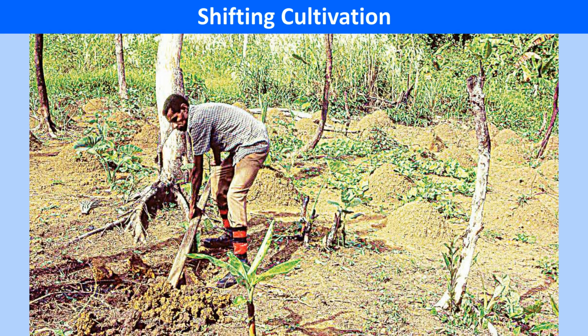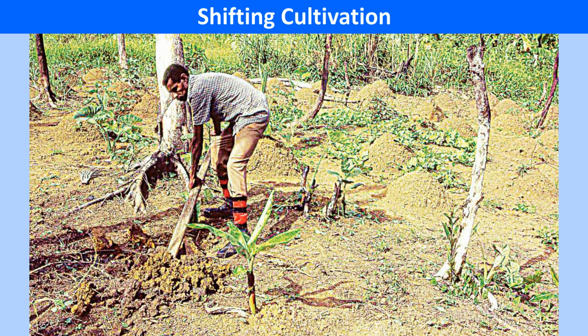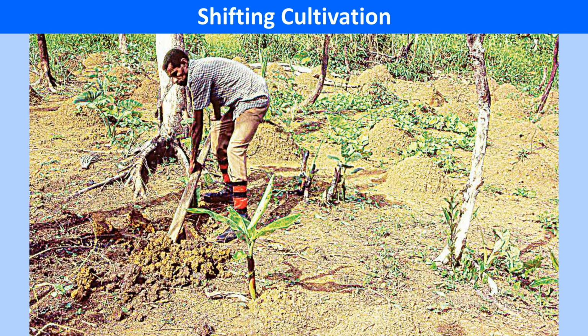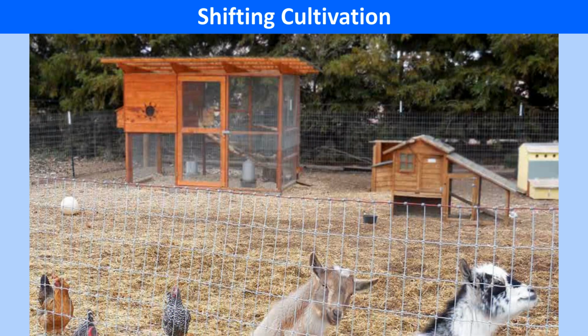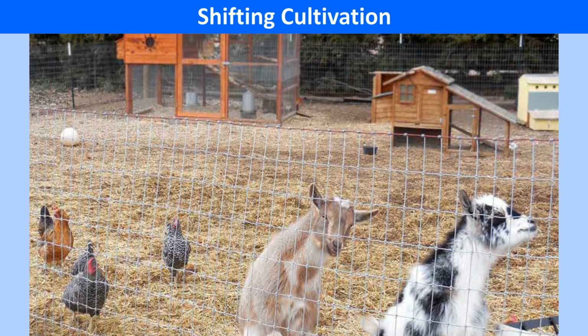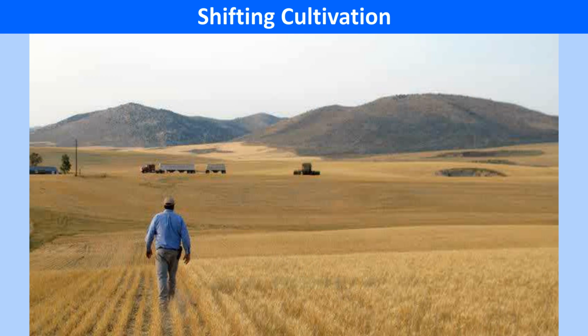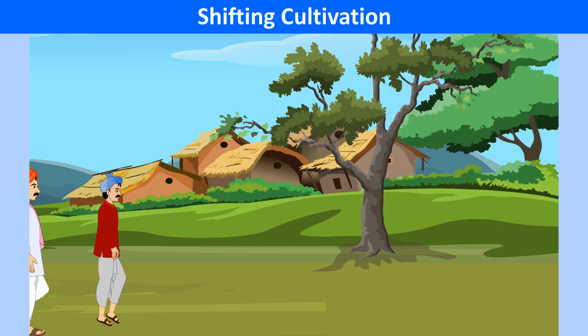Family members do all the work using crude farming methods and implements like sticks, hoes, picks, and machetes. Farmers supplement their food supply by hunting, food gathering, and fishing. Some keep a few poultry and goats. Once soil fertility decreases, the fields are abandoned to soil erosion and the farmers move on.